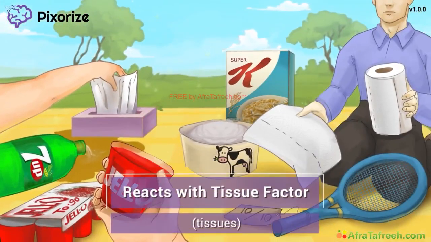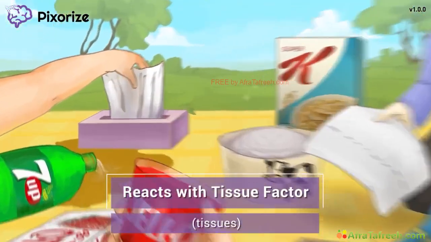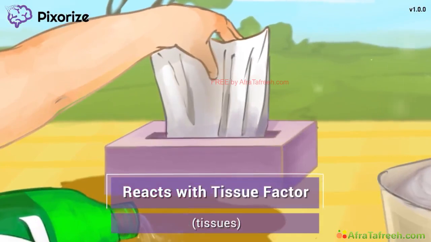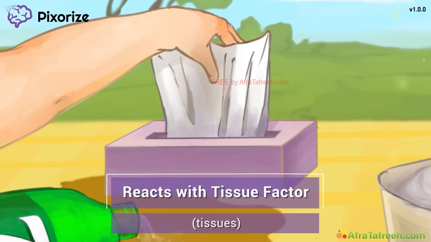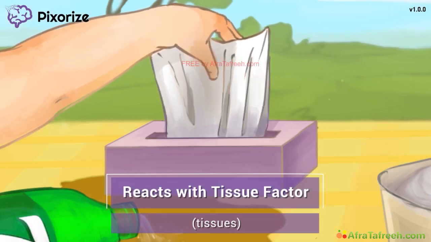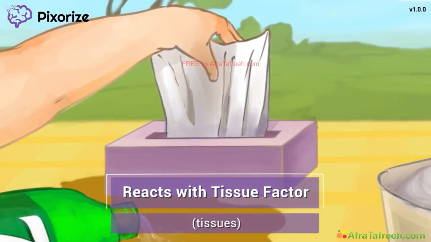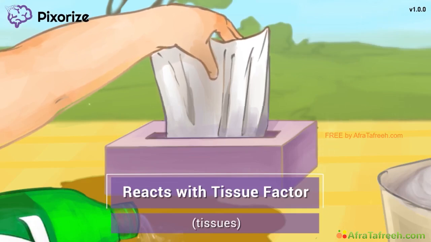To clean up your spill of 7-Up, you're reaching for the closest thing, a box of tissues. Of course you have tissues here in this outdoor picnic since allergies get pretty bad outside, right? Anyways, this box of tissues should remind you of the tissue factor, the thing that reacts with Factor 7 to kick off the extrinsic pathway of coagulation. Tissues for tissue factor. Get it?